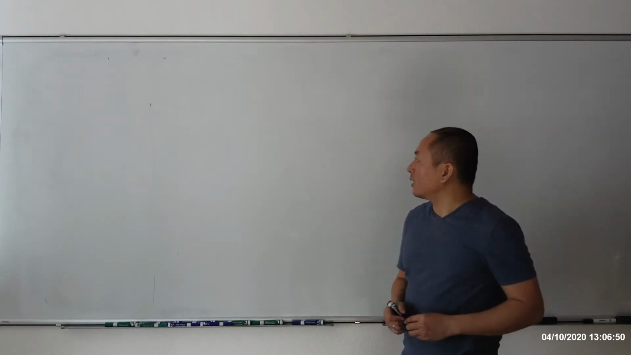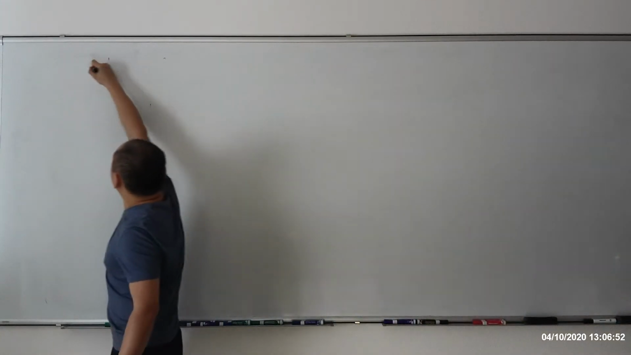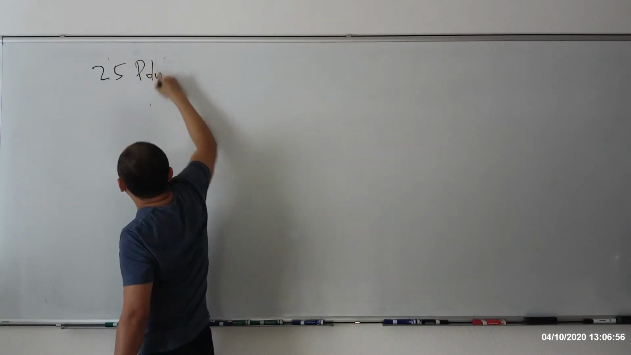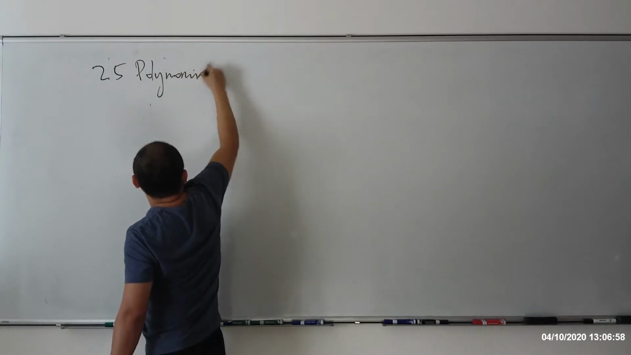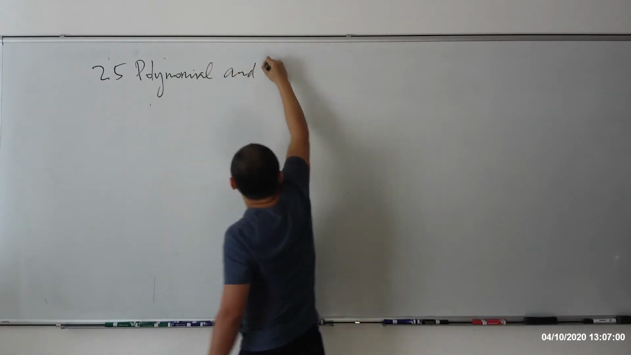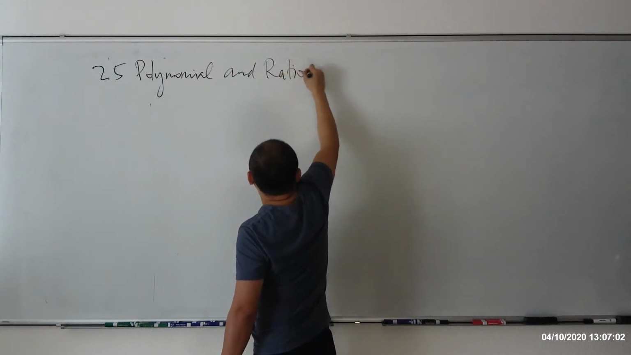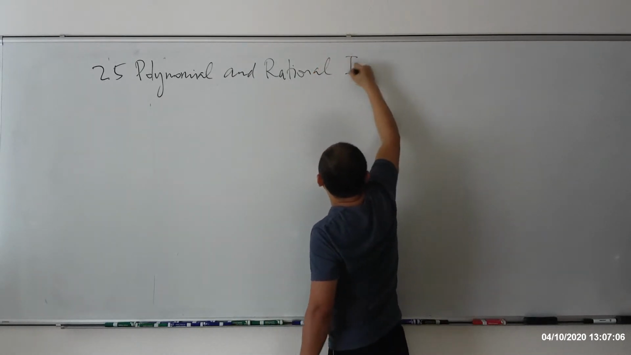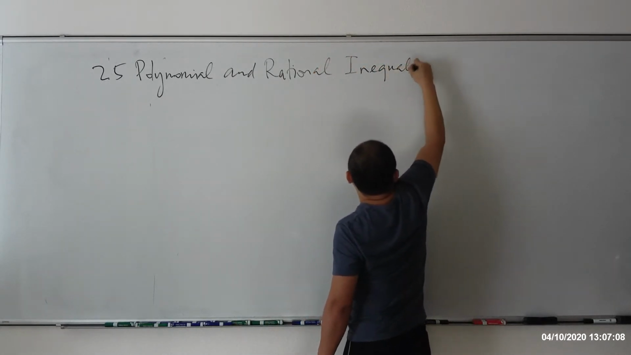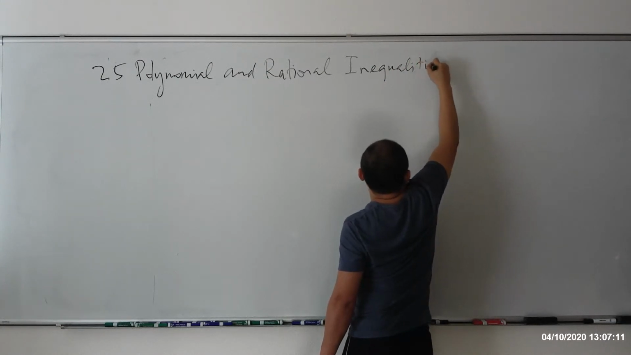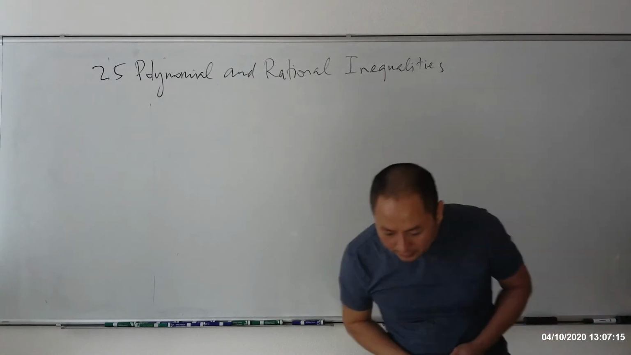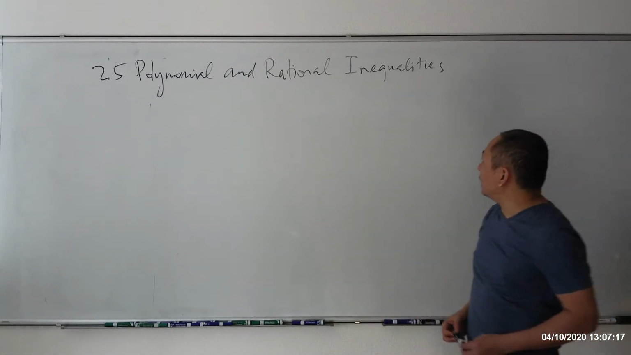In this section today, I was talking about section 2.5 about polynomial and rational inequalities. So the inequalities of polynomial functions and rational functions.